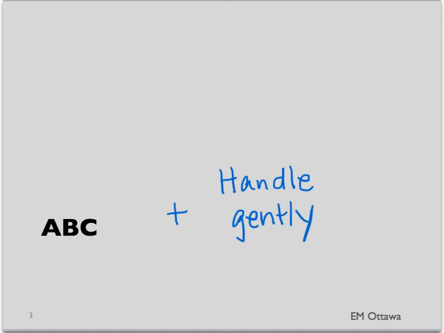As with all sick patients in the emergency department, we always start with ABC. Keep in mind that the hypothermic patient needs to be handled gently, as they can easily go into ventricular fibrillation.